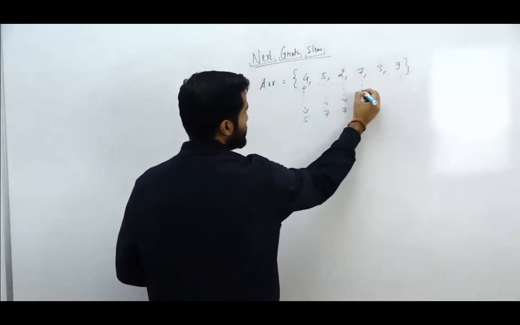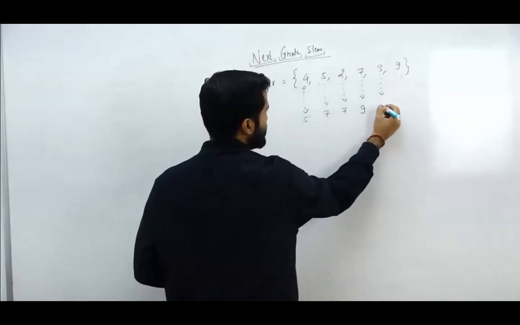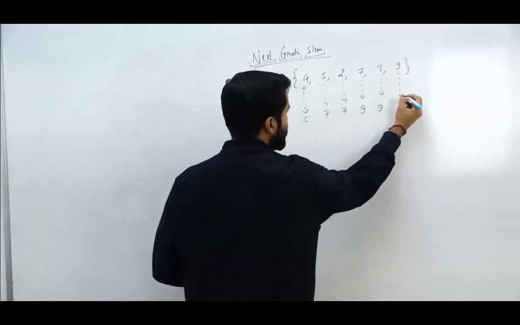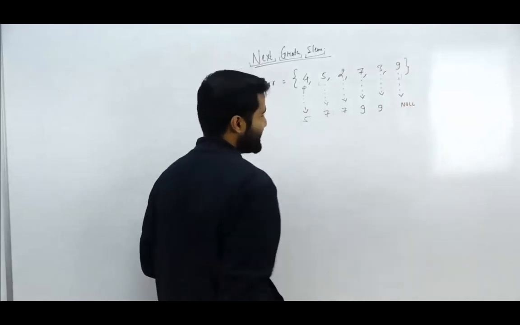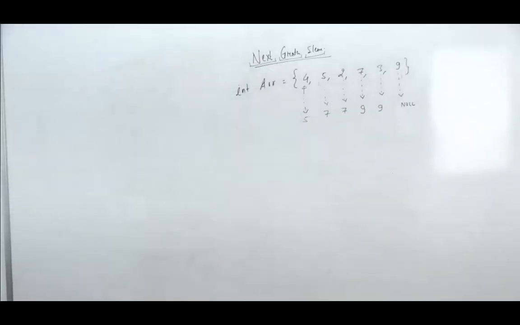For 7, the next greater is 9. For 3, the next greater is 9. For 9, there is no next greater, so you can say null, you can say -1. It depends upon what your question says for such elements. How many of you can write a program to print the next greater element for every element in an array?